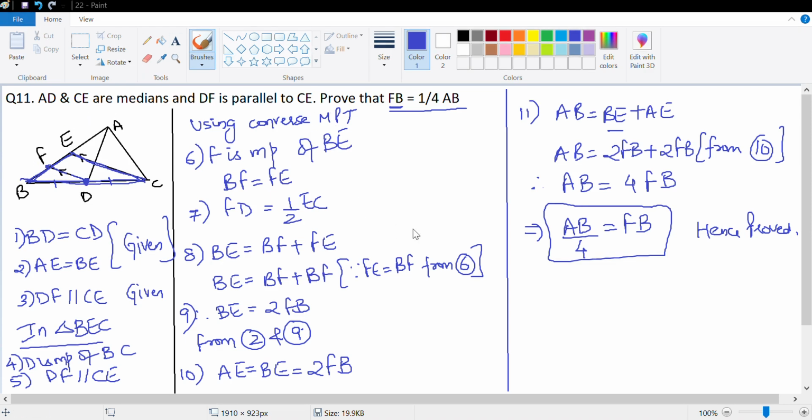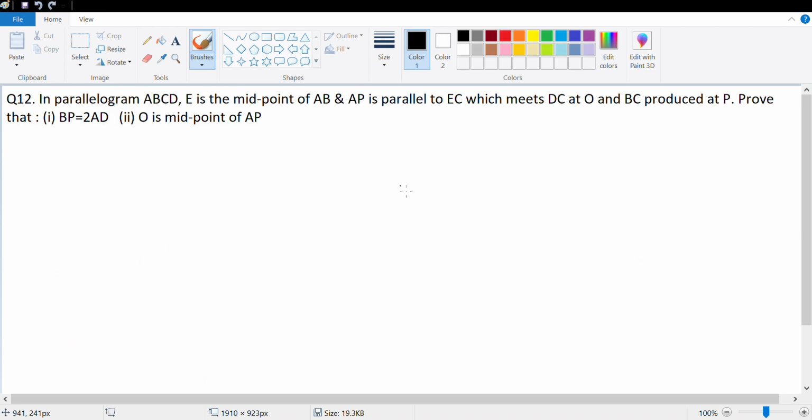Perfect. Let's look at the next question. The next question that we do is question number 12. In parallelogram ABCD, E is the midpoint of AB and AP is parallel to EC. So let's try and draw a rough diagram first.